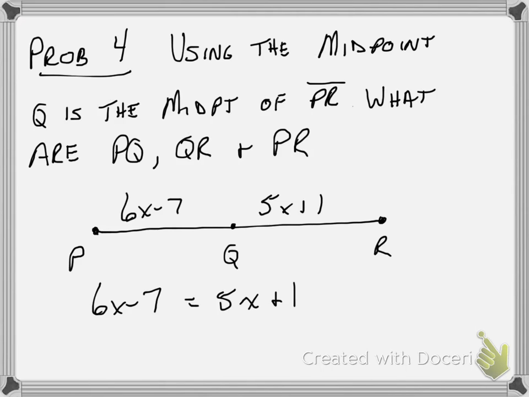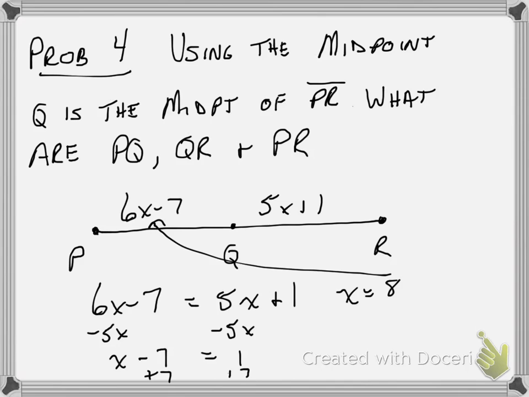So now I'm going to solve. I want to combine like terms, which means I want to move the x to one side. I always move the smallest x. So 5x minus 5x gives me 0x on the right, and that's 1. 6x minus 5x is 1x, or just x, and the minus 7 stays there. Finish it off, add 7 to both sides, I end up with x equals 8. To find out what the lengths of each individual segment are, I'm going to take the 8 and plug it in where x is, both in PQ and QR.